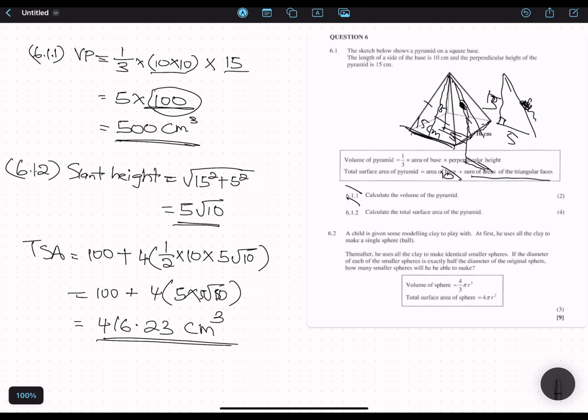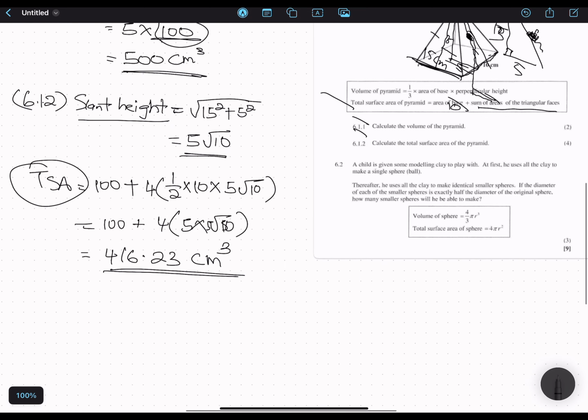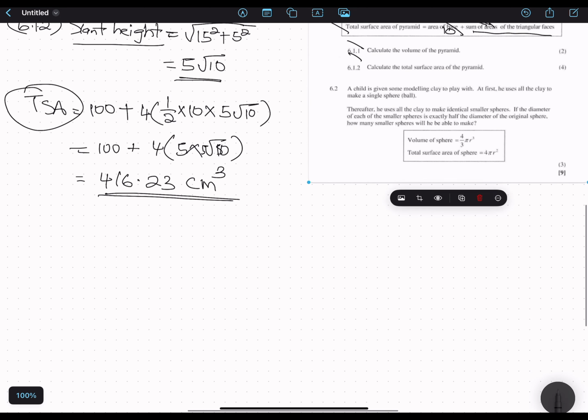I hope you understand how I got to this, but I cannot say it's tricky. You just have to calculate the slant height, then after that they give you the formula for this, then you just do it how they give it to you. Then let's do the last question.